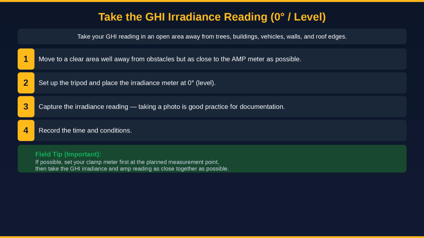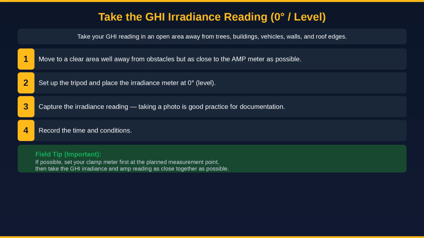To take the GHI irradiance reading, move to a clear area well away from trees, buildings, vehicles, walls, and roof edges. Set up the tripod and place the irradiance meter at 0 degrees, completely level. Capture the irradiance reading, and taking a photo is good practice for documentation. Record the time and conditions.